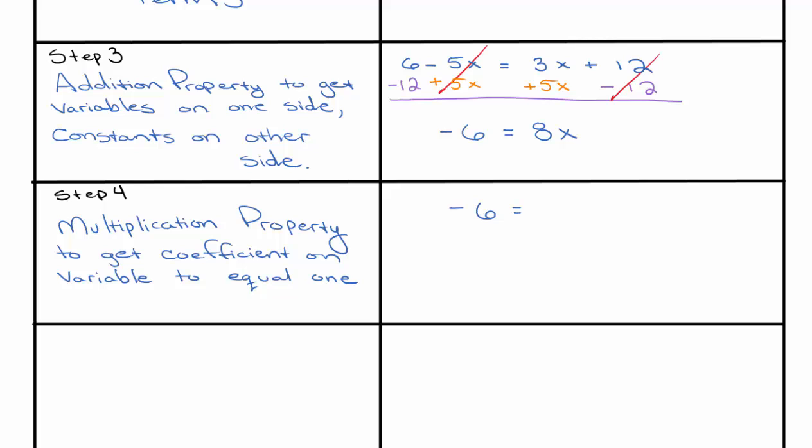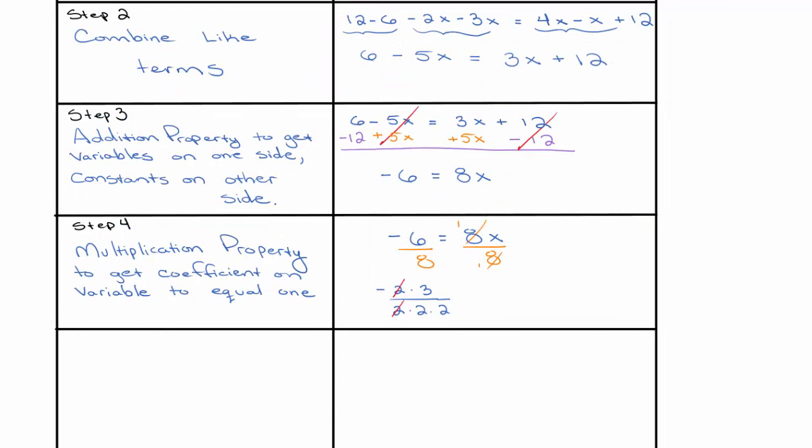So we had negative 6 is equal to 8x. So we're going to divide both sides by 8 because that's what's being multiplied to the x. You want to do the opposite to get that 1 in front of the x. So now here, negative 6/8, we can actually reduce that. 6 is the same as 2 times 3. 8 is the same thing as 2 times 2 times 2. We can cancel out a common factor of 2, and then that's going to give me a negative 3/4, and that's going to be equal to my x.